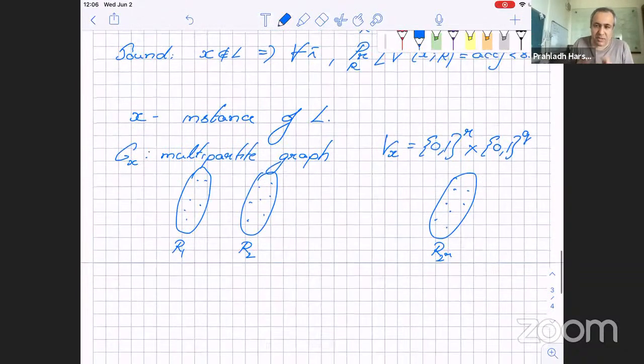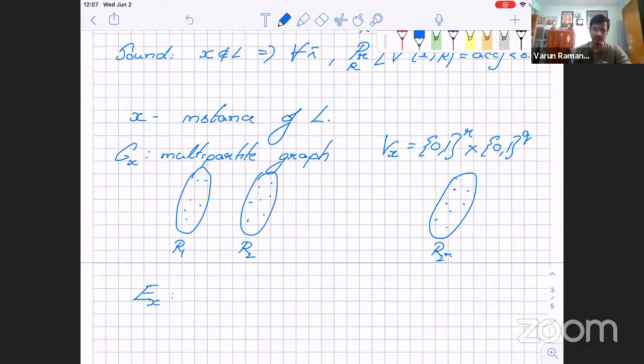Now I need to define the edges. But first, is the vertex set clear? That's the vertices: just this 2 to the r times 2 to the q sized vertex set. Of course, I haven't put any edges there. I'm going to put the edges, which are basically going to be the consistency graph. So I'm going to define EX. Prahladh, can you please reveal what's inside each of these parts? The number of parts is, there's a part corresponding to every random coin. Therefore, there are 2 to the r parts. And for each part, you're going to list every possible thing that the verifier could have seen.